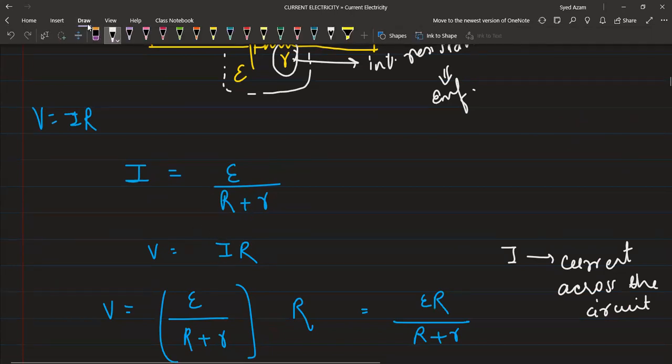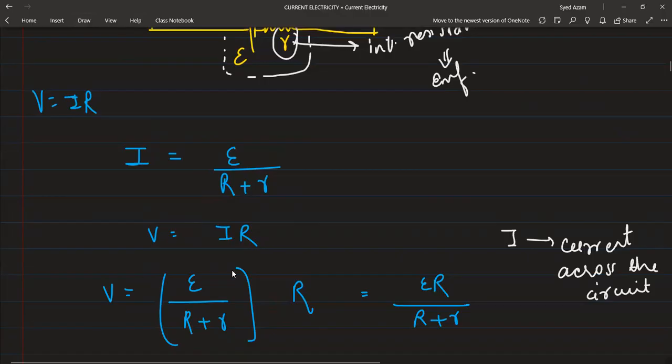Now, if I say V is equal to IR, and I have already got the value of I as E by R plus r, I can substitute this value over here. So V is equal to IR, and I is E by R plus r. So if you want, you can write this as ER by R plus r, or you can put it like this, because you have a formula to put over here.